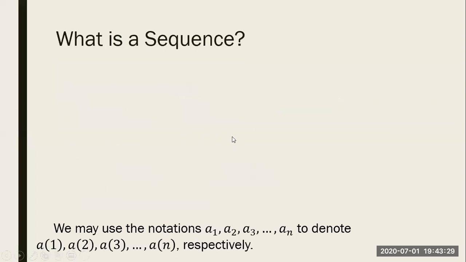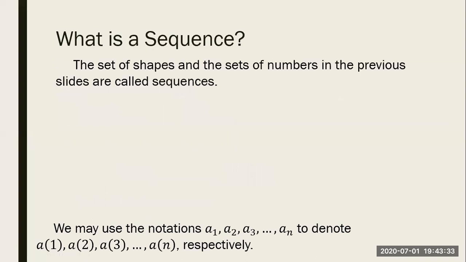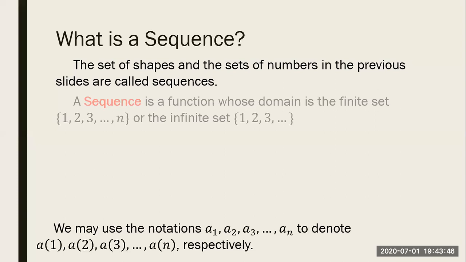Okay, what is a sequence? Okay. So the set of all shapes and the set of numbers in the previous slides are called sequences. So nagkakaroon ng pagkakasunod-sunod. So yun ay tinatawag na sequences. In mathematics, a sequence is a function whose domain is the finite set 1, 2, 3 hanggang n or the infinite set 1, 2, 3 and so on.